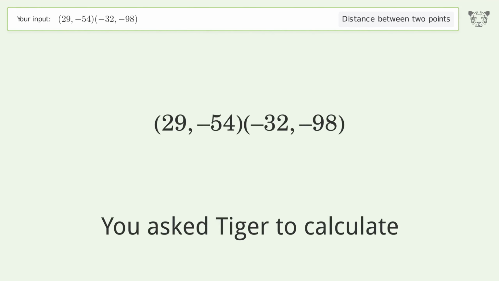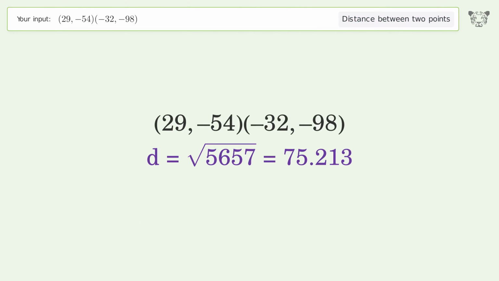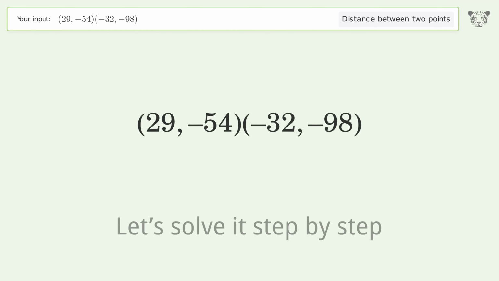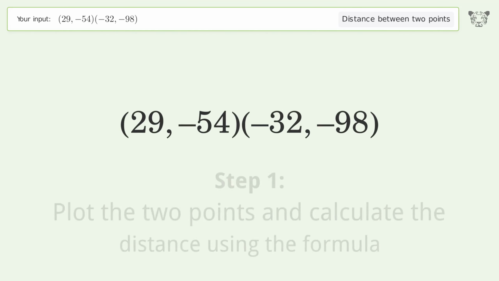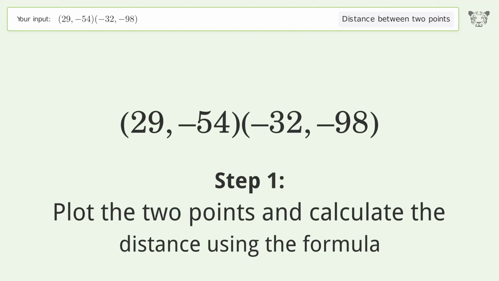You ask Tiger to calculate. This deals with the distance between 2 points. The distance between the 2 points is the square root of 5,657, or 75.213. Let's solve it step by step. Plot the 2 points and calculate the distance using the formula.